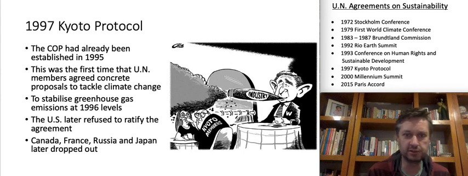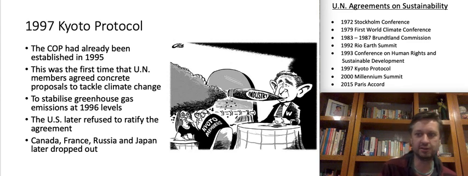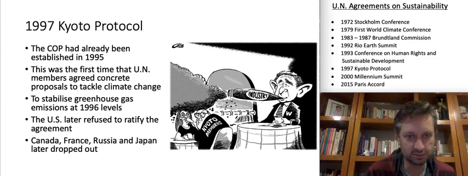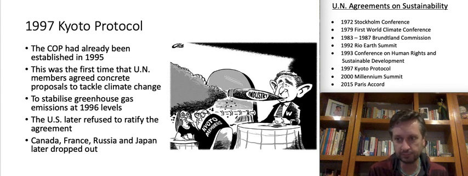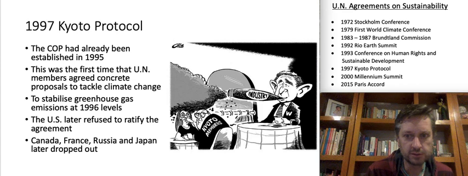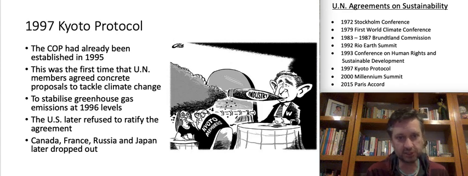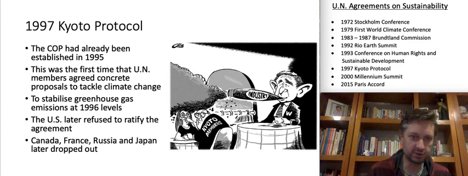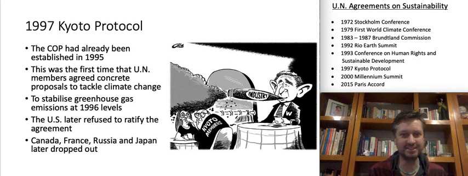It was the first time that the COP tried to come to concrete agreements about what was needed to try to reduce climate change. At that stage, really every country in the world had started to come to agreement that it was a global problem that needed global solutions. So, in some ways, they came to very successful agreements. It was agreed in the Kyoto Protocol that greenhouse gas emissions should be stabilized at 1996 levels. So, basically, bring them down and stabilize them at those levels.